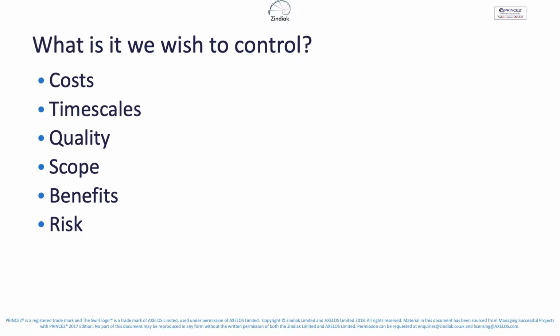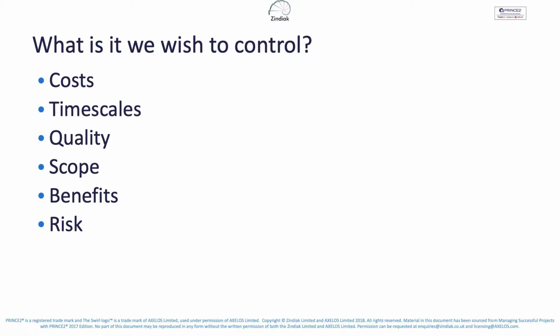Where's the flexibility? What about timescales? Have we got an absolute fixed delivery date that's not going to move, like perhaps for delivering an Olympic Games, or is there some flexibility? How do we define quality? What flexibility, if any, is there on quality?